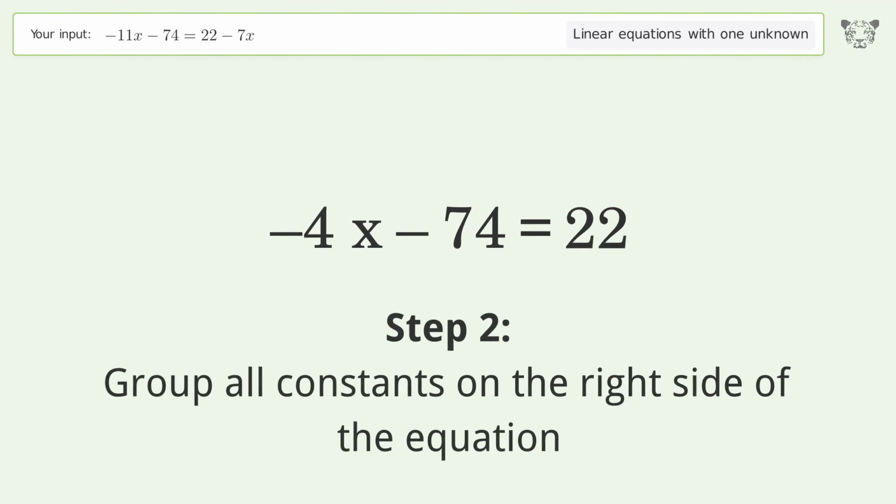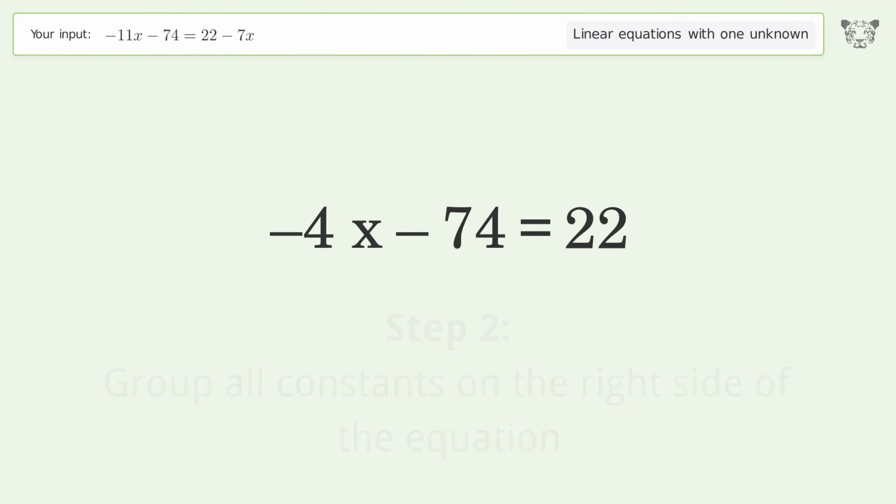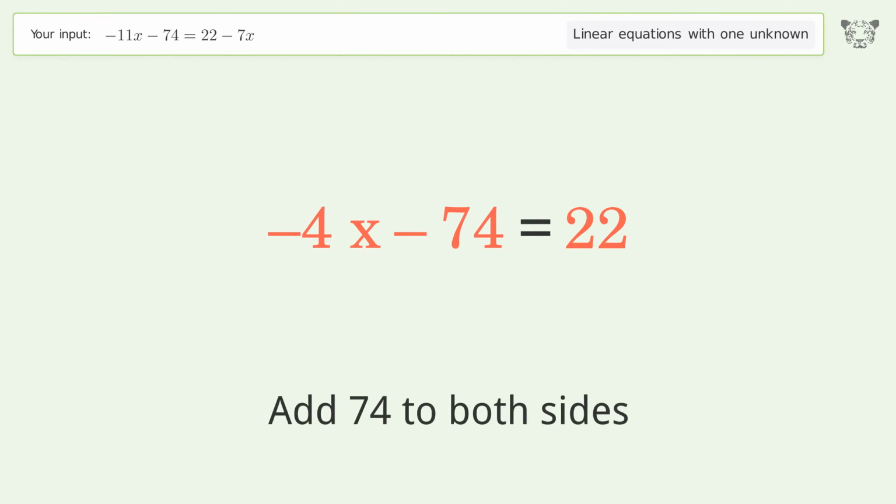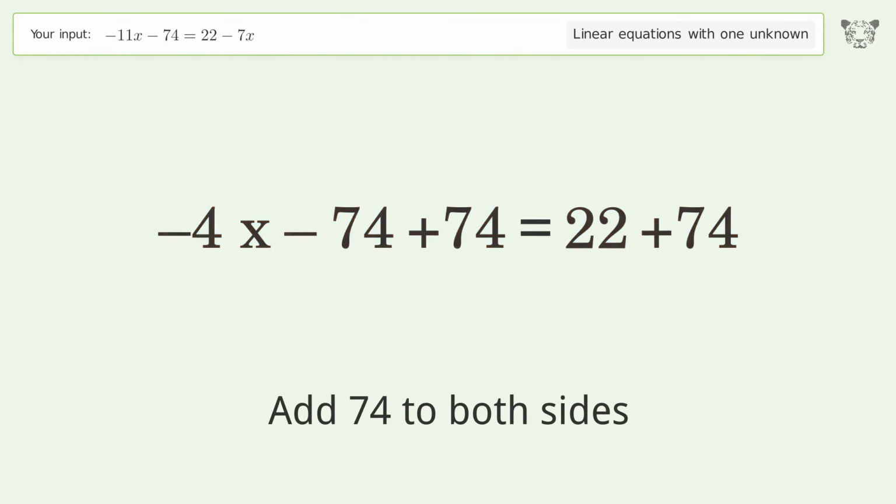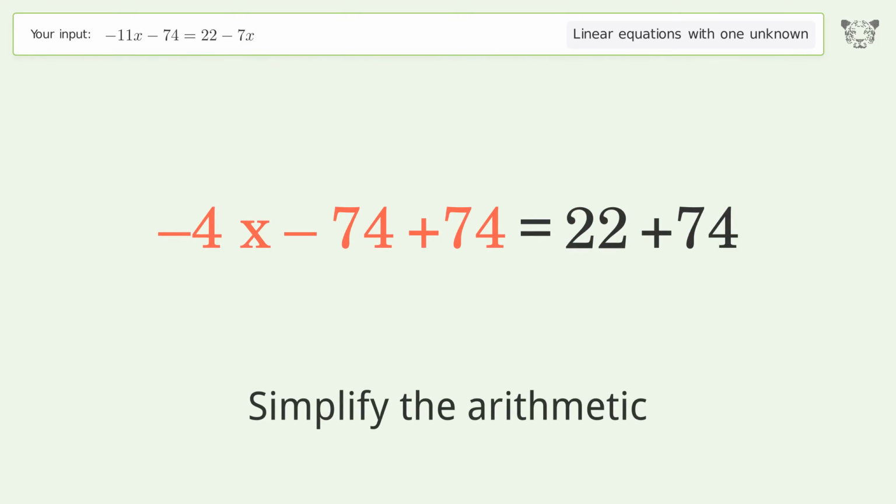Group all constants on the right side of the equation. Add 74 to both sides. Simplify the arithmetic.